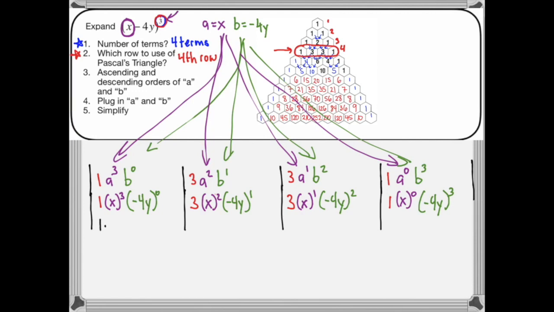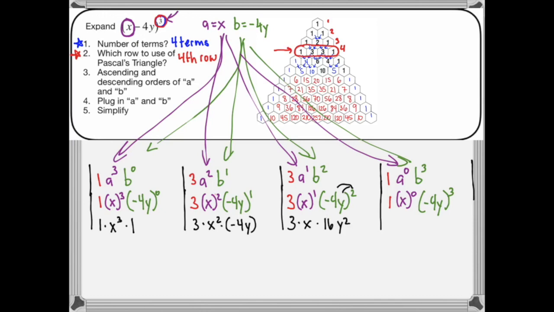So I got 1 times x to the 3rd times negative 4y to the 0, which is just going to give us a 1. And now in the second part, I got 3 times x to the 2nd, and then times a negative 4y. Make sure that you put the times sign there because it looks like you'd be subtracting 4y, and you don't want that because that will throw everything off. 3 times x times each one of these squared, so a negative 4 times a negative 4 is going to give us a 16 y squared.